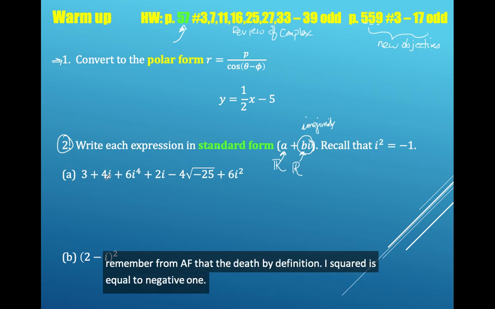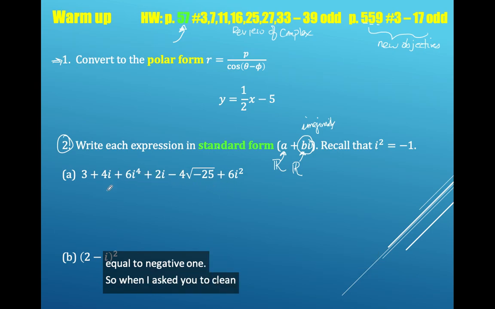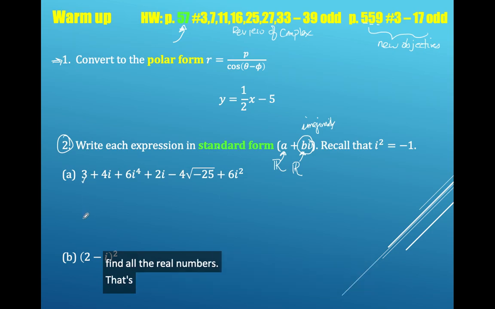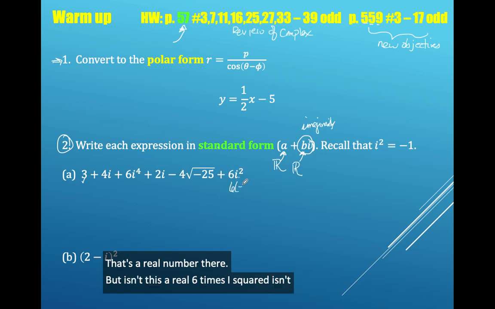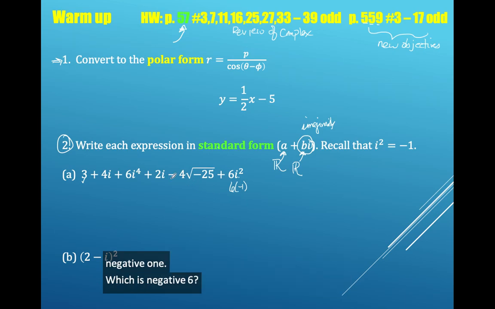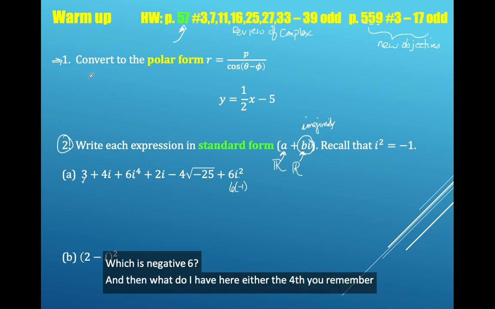So when I ask you to clean this up here, I'm asking you to find all the real numbers. Well, that's a real number there. But isn't this a real number? 6 times i squared, isn't that 6 times -1, which is -6? And then what do I have here? i to the 4th. Do you remember our patterns?